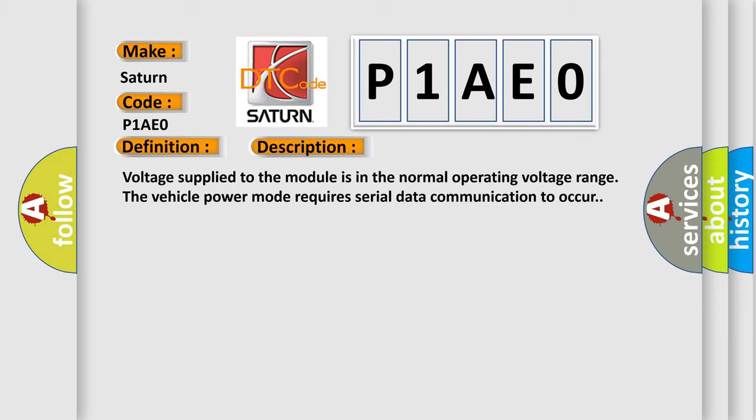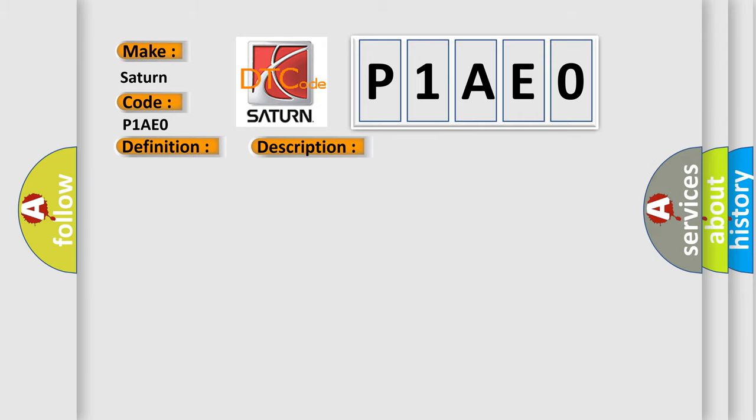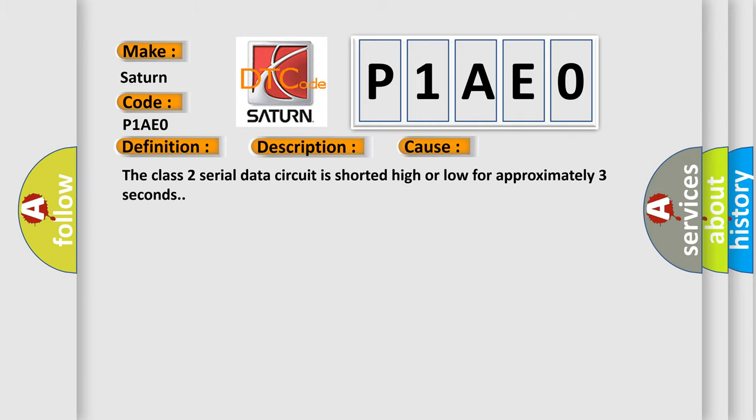Voltage supplied to the module is in the normal operating voltage range. The vehicle power mode requires serial data communication to occur. This diagnostic error occurs most often in these cases: the class 2 serial data circuit is shorted high or low for approximately 3 seconds.